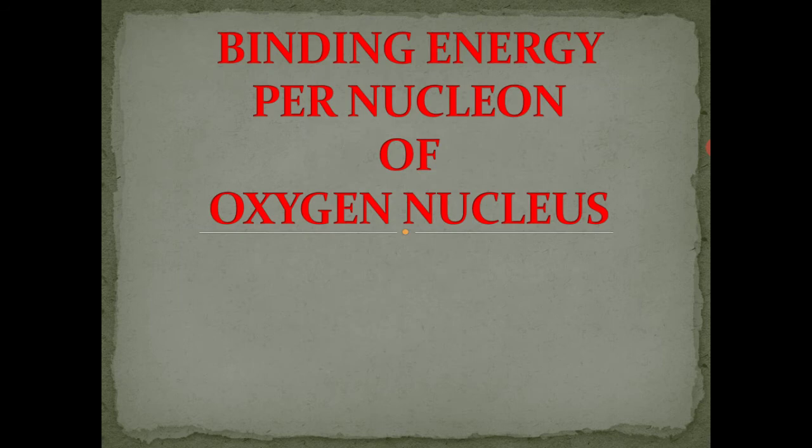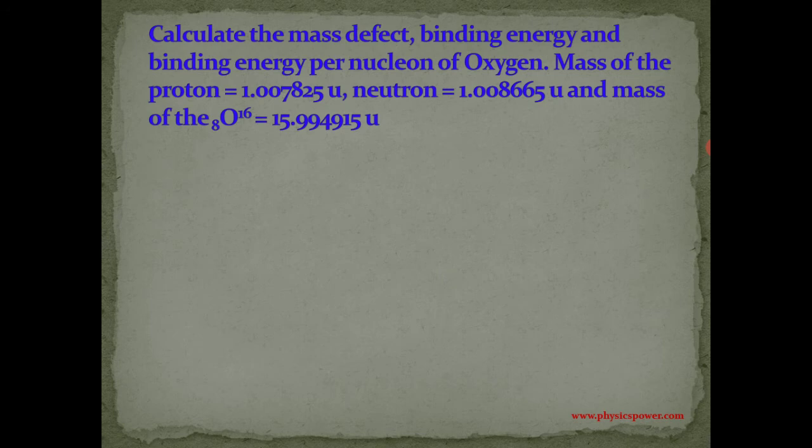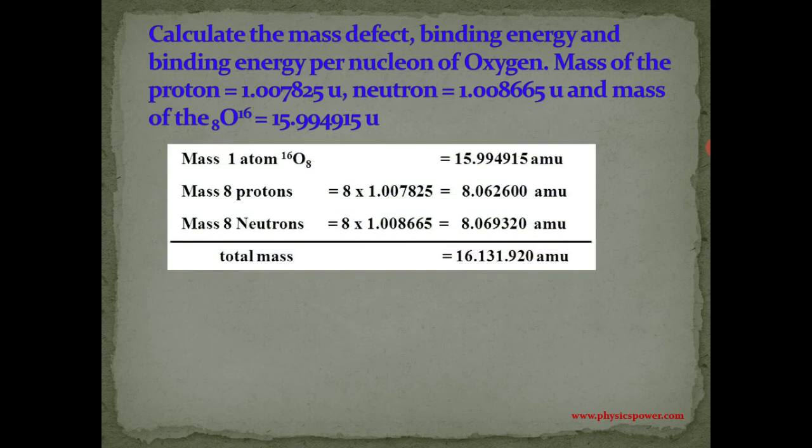Next, binding energy per nucleon of oxygen nucleus. It has an even number of nucleons. Let us see what the binding energy is. That is also a numerical. We need the binding energy, mass defect, and binding energy per nucleon of oxygen. Given data: the actual mass of oxygen is 15.994915 AMU only. That is the given actual mass of oxygen.